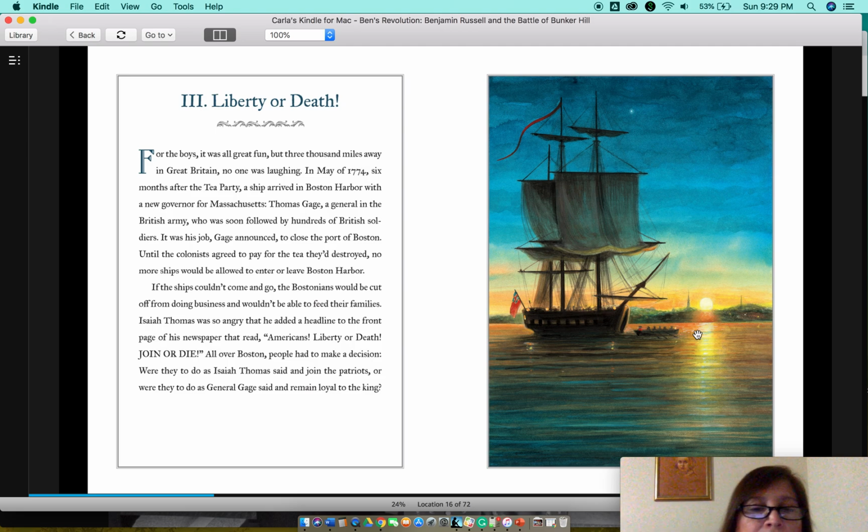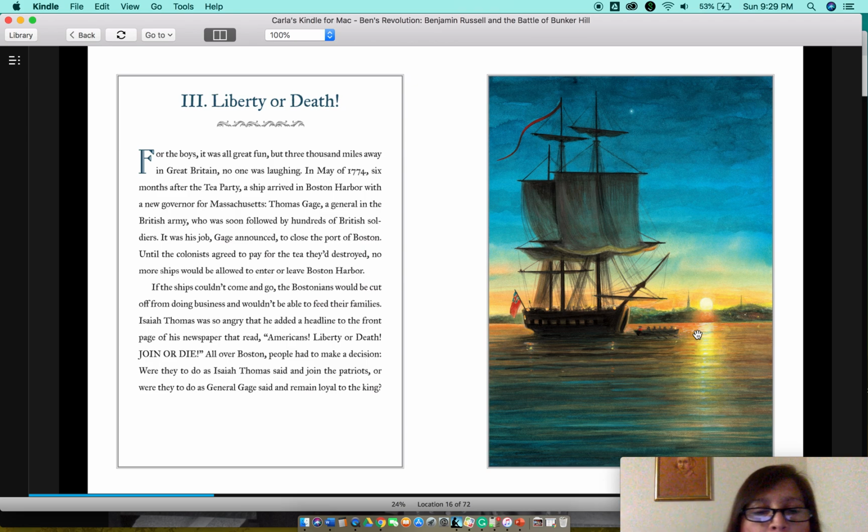If the ships couldn't come and go, the Bostonians would be cut off from doing business and wouldn't be able to feed their families. Isaiah Thomas was so angry that he added a headline to the front page of his newspaper that read, "Americans, liberty or death, join or die."